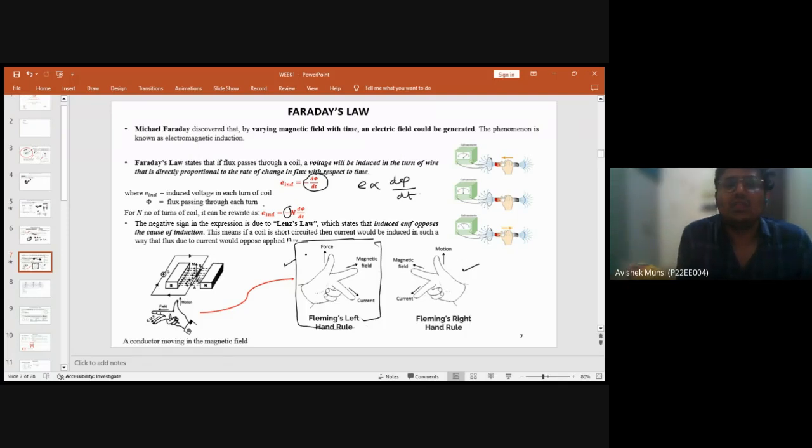Fine. So these are the basic laws you have to know before going into electrical machines. If you have any doubt, you can ask and we will move straight forward into the problem solving session. Okay.